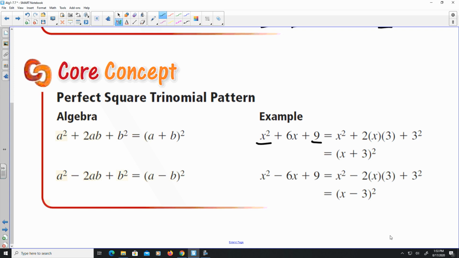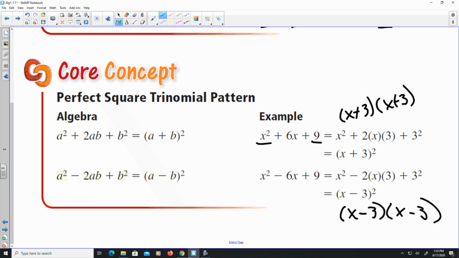You can absolutely write this as x plus 3 times the quantity of x plus 3. All right, that doesn't bother me. Same thing goes for the bottom one. You could say it's x minus 3 times the quantity of x minus 3. Again, that doesn't bother me. You just have to be able to figure out which method you want to use to solve this and then move forward.